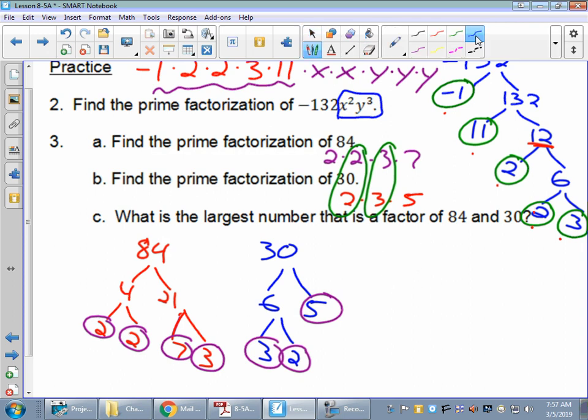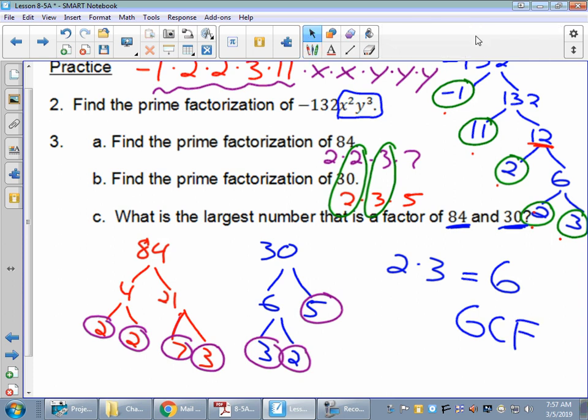We can say that 2 times 3, because they both have a 2 and they both have a 3, would be the greatest factor, the largest one, which is 6. So 6 would go into both 84 and 30 evenly. It would be a large factor, and that would be what we call the greatest common factor, or GCF. The greatest common factor would be 6 in this case.